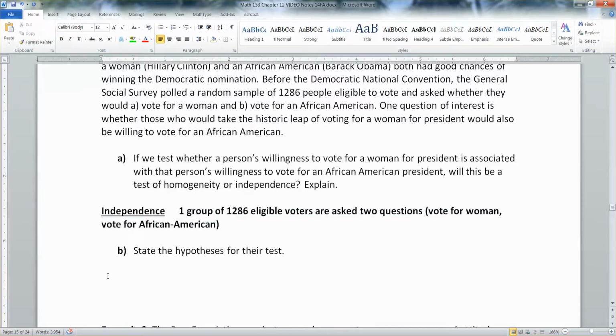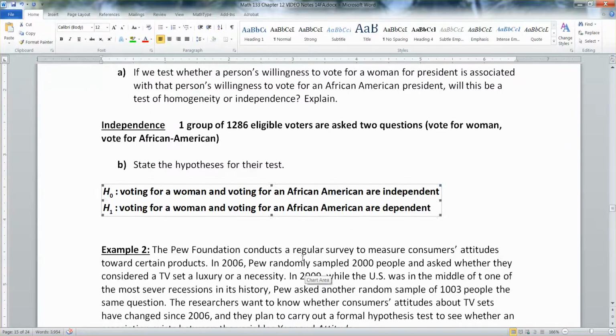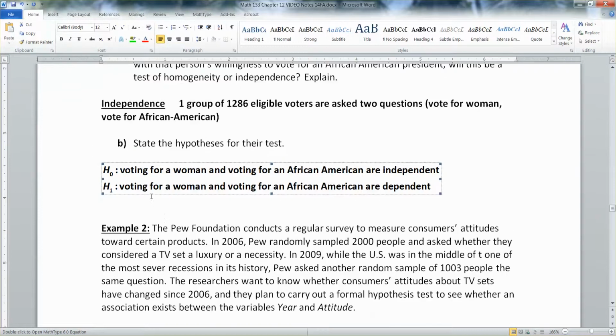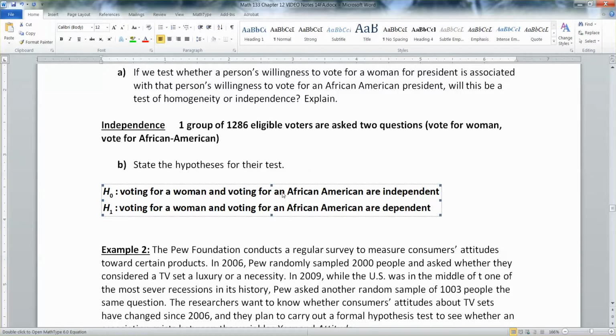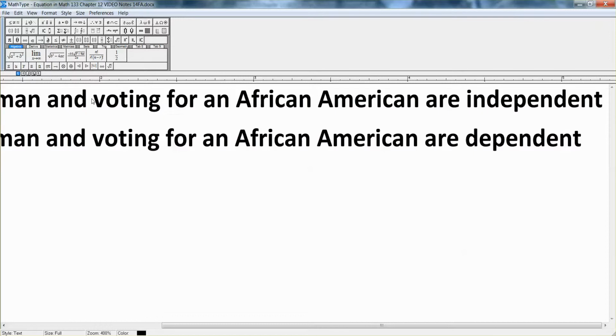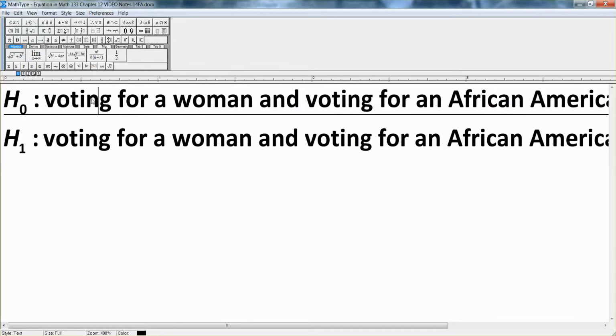Now I'm going to write up the hypotheses, and I'll be right back. There we go, we have it. So the two options: the variables in this, voting for a woman and voting for an African American, are independent. So whether I vote for a woman, whether I'm willing to vote for an African American are completely independent of each other. And then voting for a woman and voting for an African American are dependent. Technically it's not votingness, it's willingness to vote. I should put that in there.